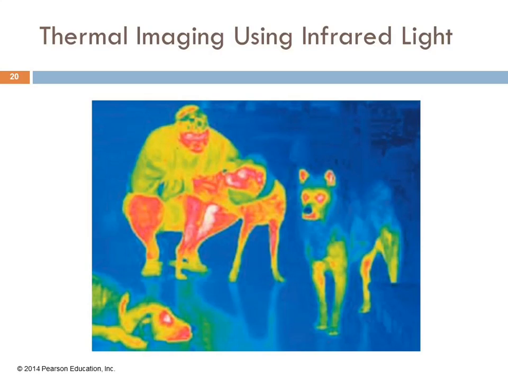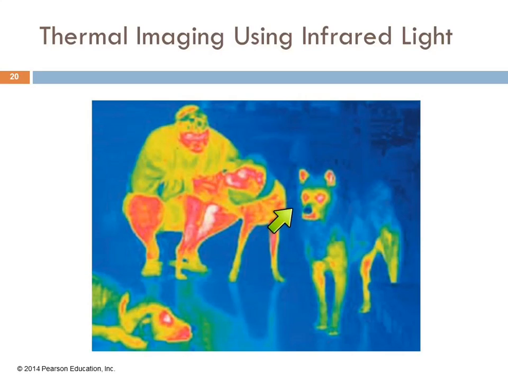This is night imaging, thermal imaging. We can't see infrared radiation with our eyes, but we can build sensors and cameras that can detect infrared radiation. So this is a picture of a guy with 3 dogs, and what we're picking up is the infrared radiation that comes off of them. And so here red is more intense radiation, and blue is less.